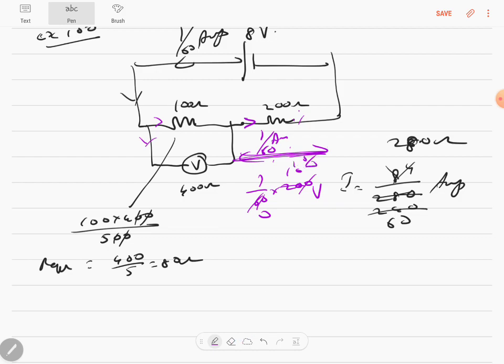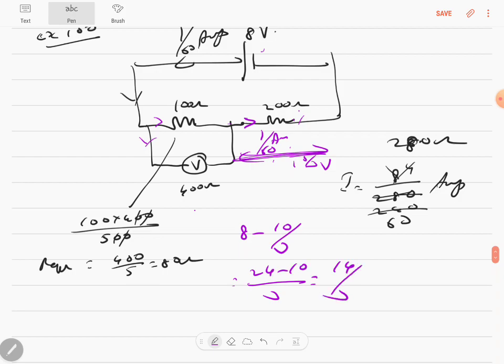If the voltage across this is 10 by 3 volts, obviously the voltage across this will be the supply voltage 8 minus 10 by 3. You agree with me? 8 minus 10 by 3, which will be 24 minus 10 over 3, so it's 14 by 3. Thus you get the voltage across this to be 14 by 3. I hope my answer is right.